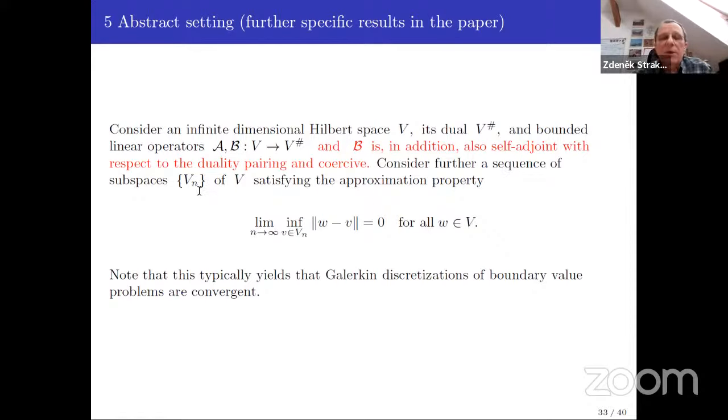This sequence of subspaces has the natural approximation property that, by refining the discretization ad absurdum, we can eventually reach any point in the space W. So this is the standard assumption that yields convergence of the Galerkin discretization. Okay, so it's nothing extra.